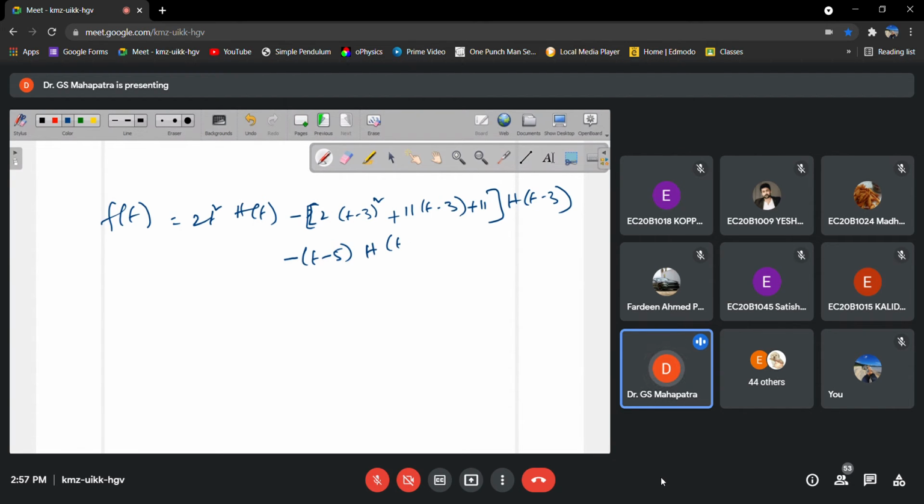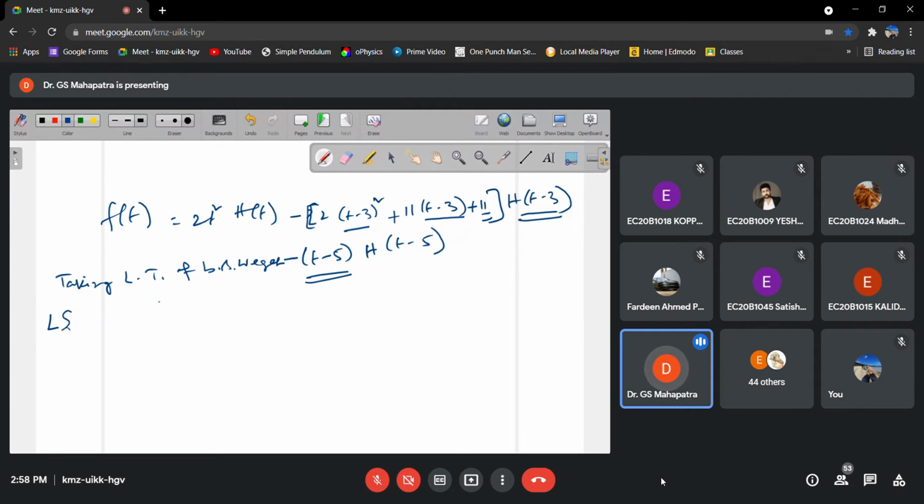h of t minus 5, same. If it is not there, then you have to do it like that only. So either constant only, or else t minus 3 factor form for this h of t minus 3. Okay, so that is the format of the second shift theorem, SST. Now we will take the Laplace transform of both sides.